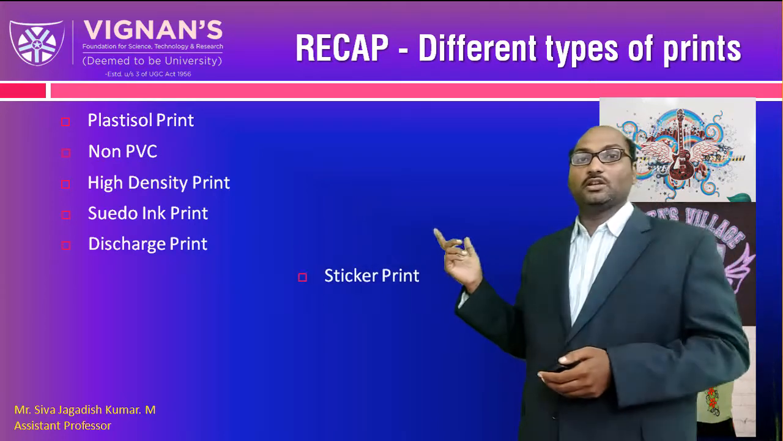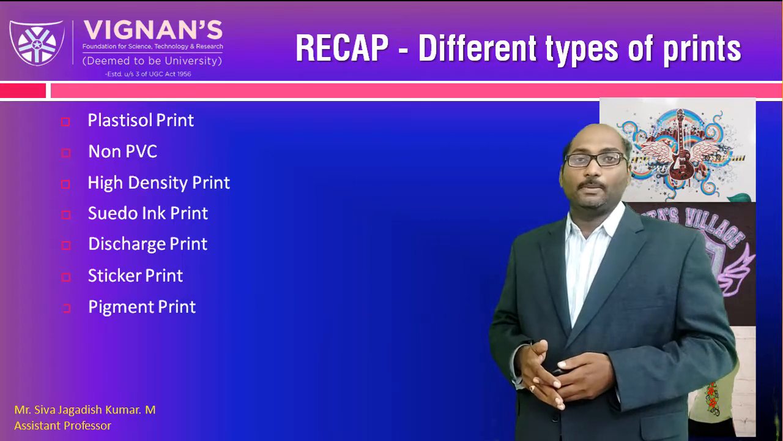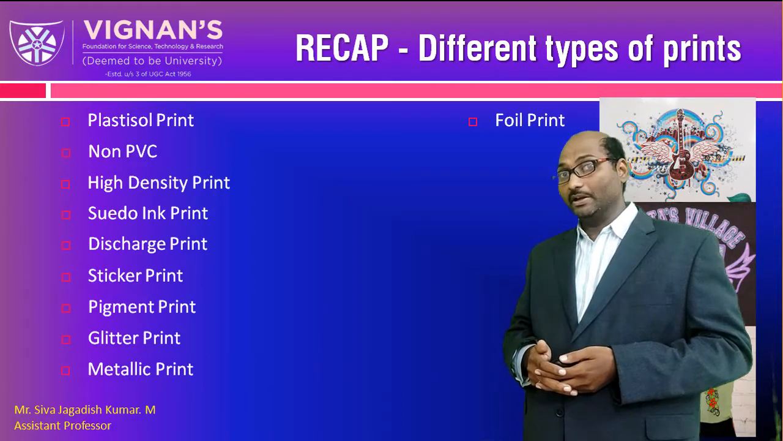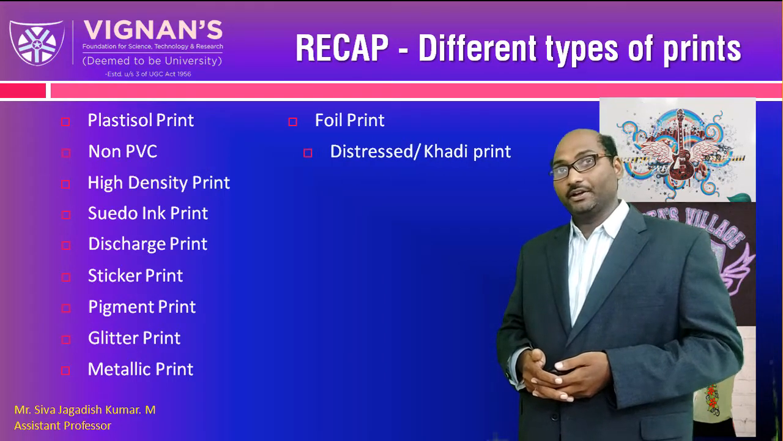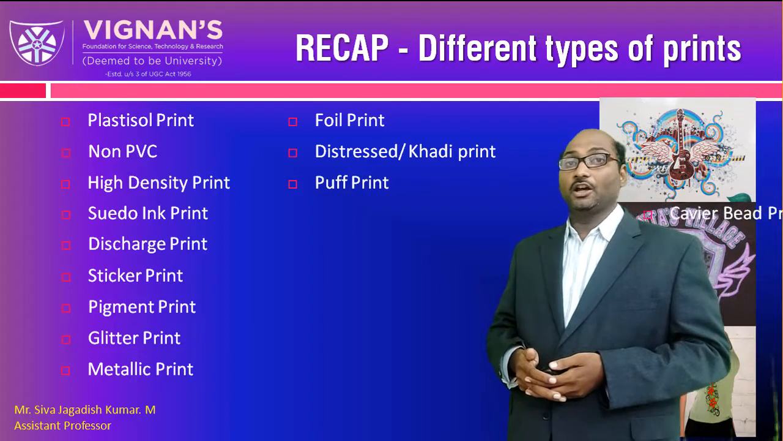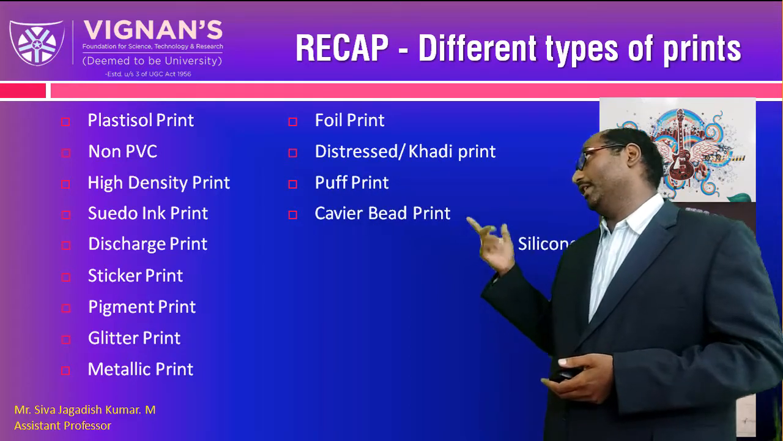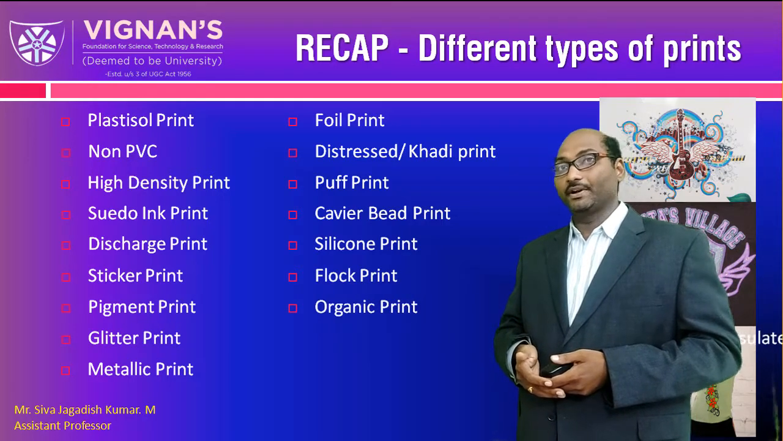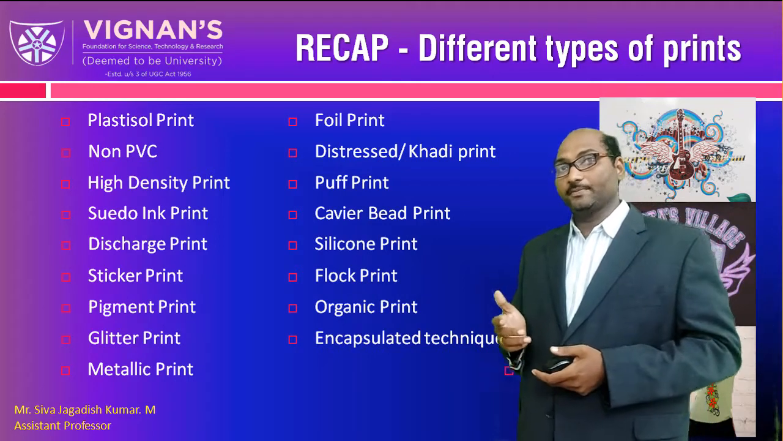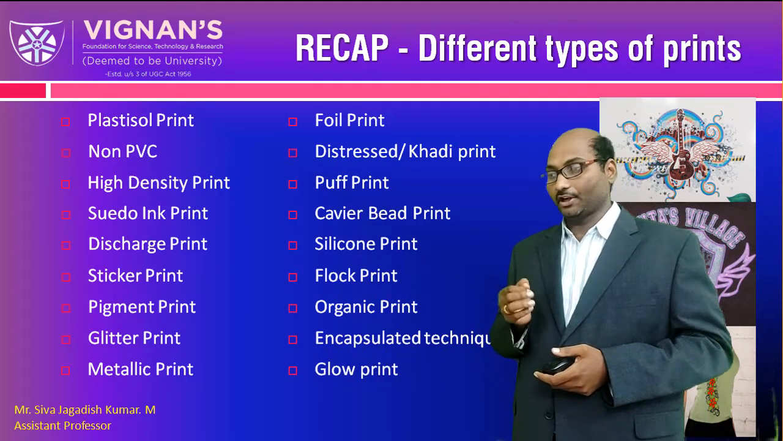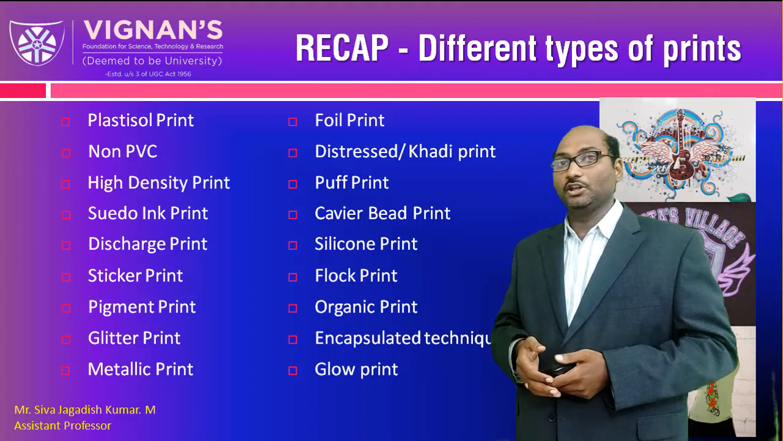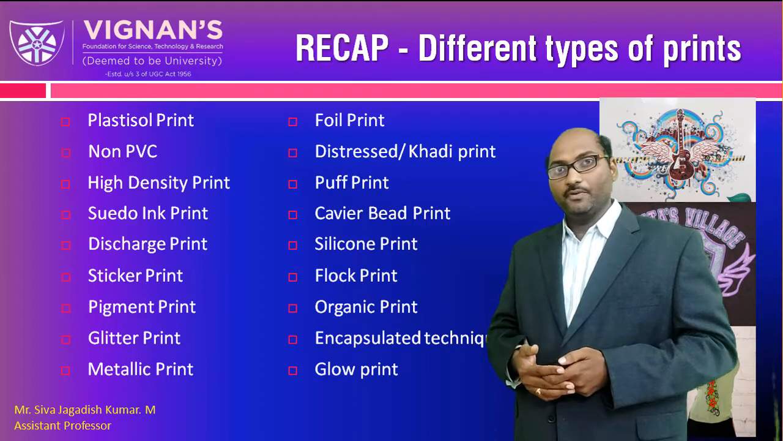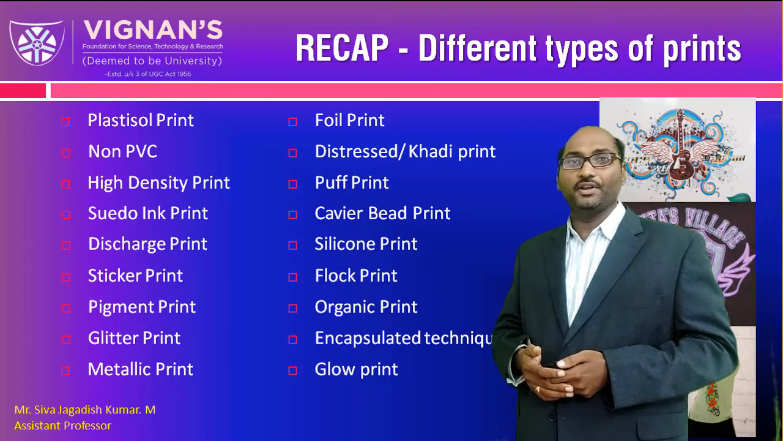In the earlier classes, we discussed the different types of prints like plastisol prints, non-PVC prints, high-density prints, pseudo-ink prints, discharge prints, sticker print, pigment print, glitter print, metallic print, foil print, khadi print, puff print, then the special beads print, silicone print, and flock print where fiber flocks are attached to the fabric. And organic prints, and also some extra types like micro-encapsulated techniques for release of smell, and glow prints where it glows in the dark like radium. So these are the different types of prints, and we have seen how they are done, what their advantages are and where they are generally used.